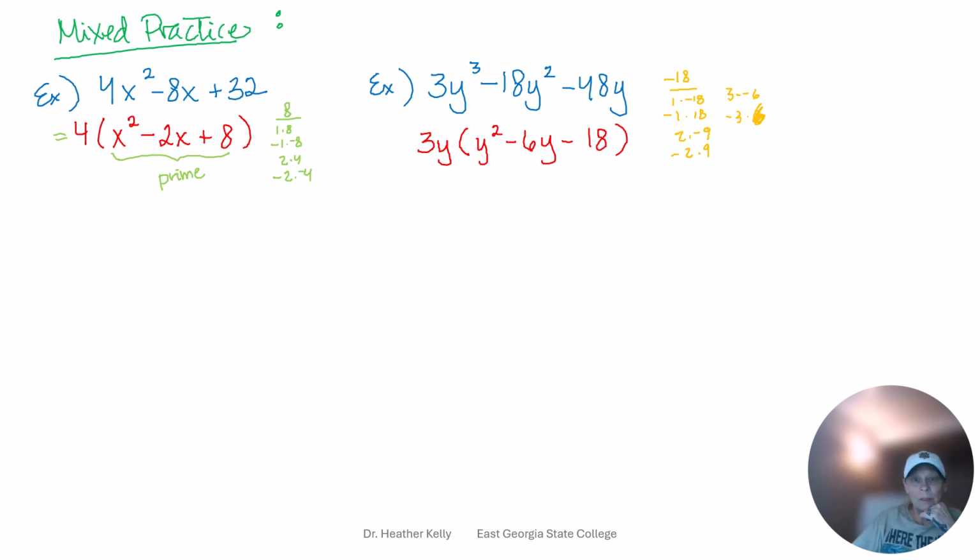9 and 2 is 7, 18 and 1 is 17. Nope. Again, that's as far as it can go. This piece is prime. Is it? I don't feel like it was when I did my practice problems. Hold on, let me take a look here for a second. It is not prime.